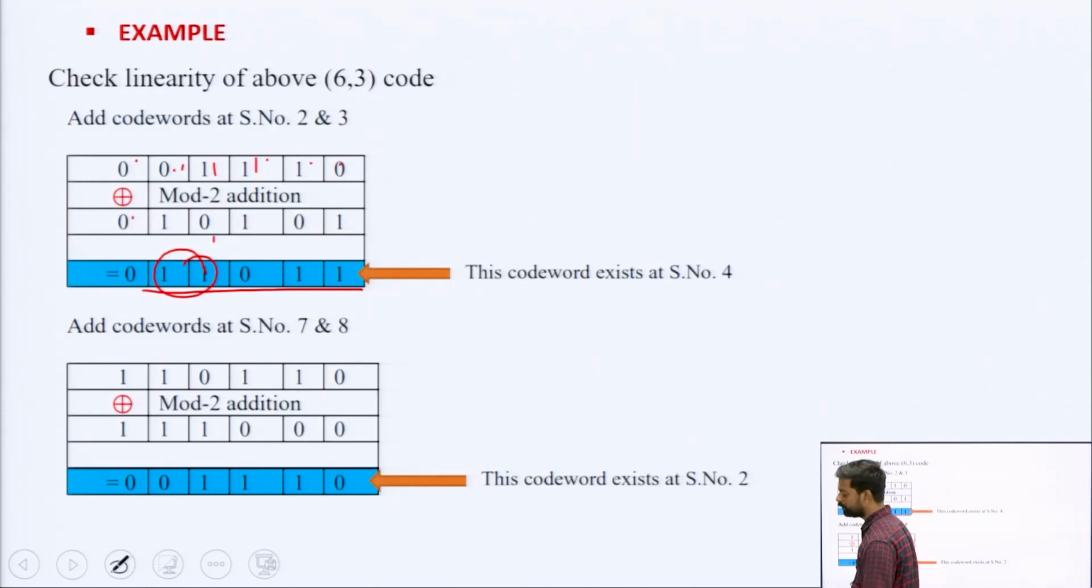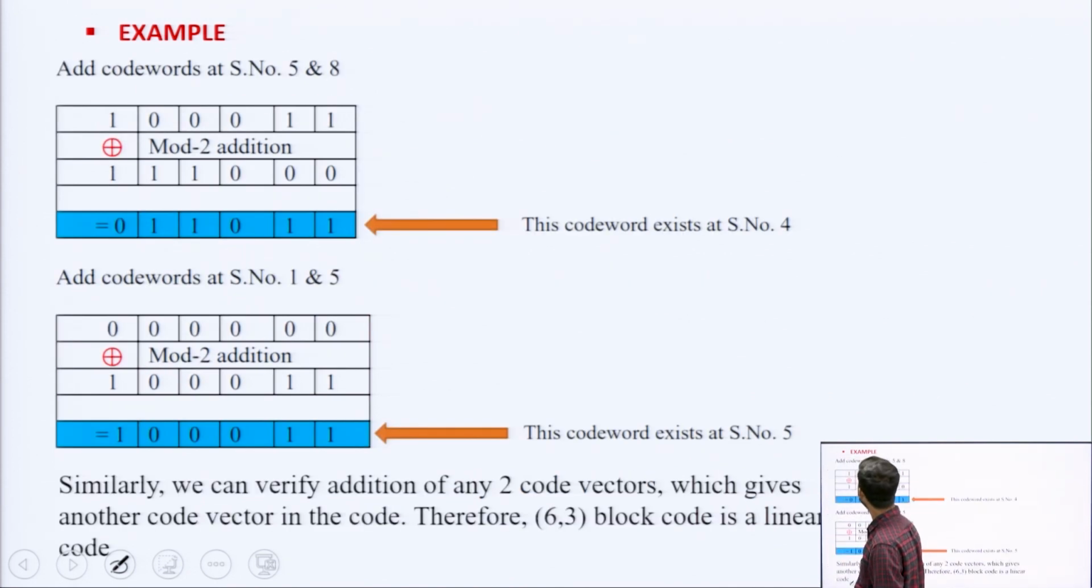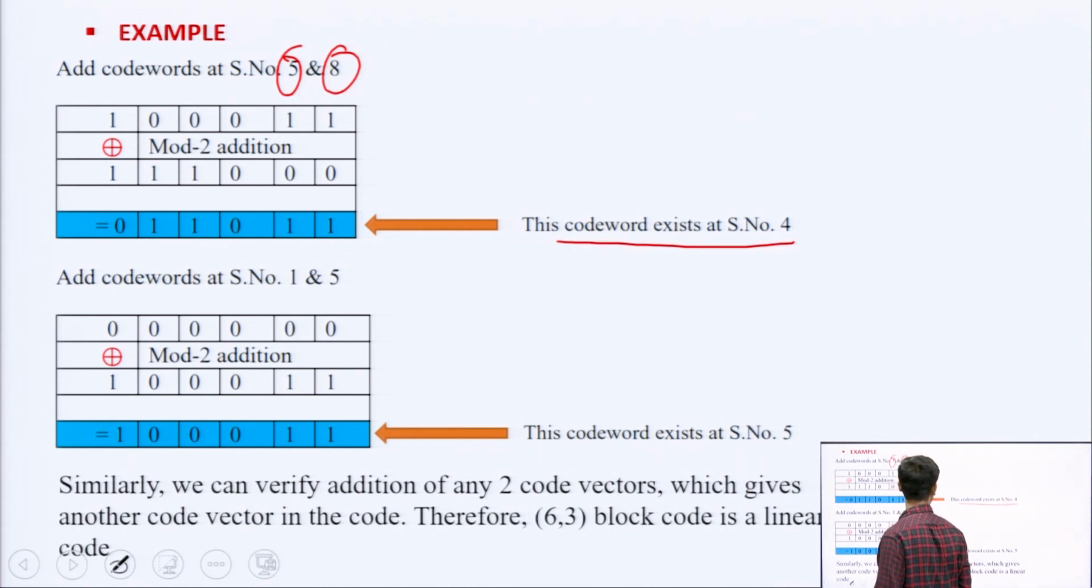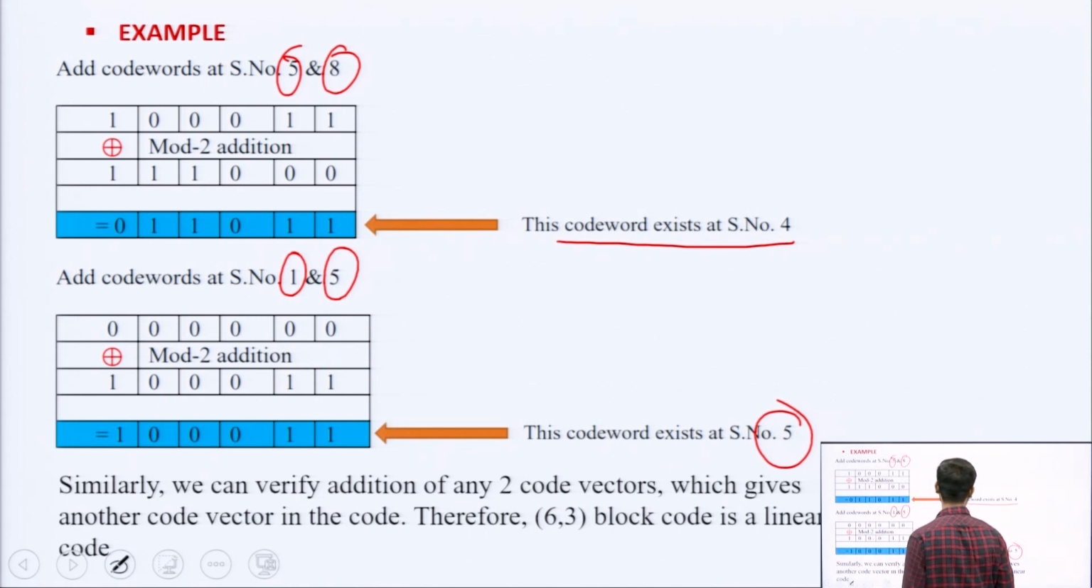Similarly, for 7 and 8, we will get the code word at serial number 2. Similarly, for code words 5 and 8, after XORing, we will get code word 4. Similarly, for 1 and 5, we will get the code word for serial number 5. Similarly, we can verify that addition of any two code word vectors gives another code vector in the code. Therefore, as we are getting new code words that belong to the same set, that's why this is known as a linear code.